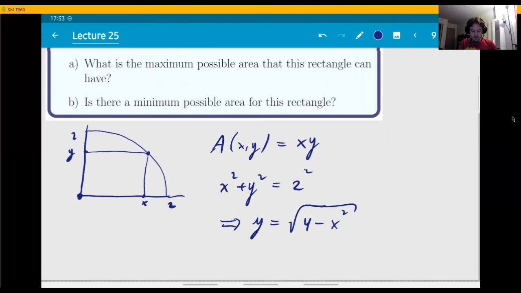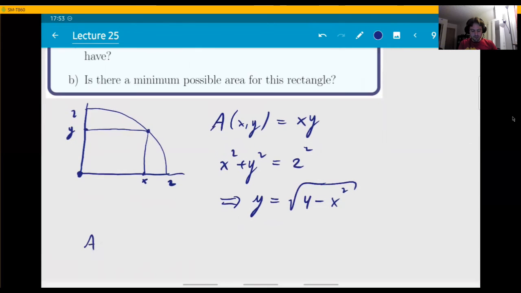So from this, we have now solved for one variable in terms of the other, and we can rewrite the area function as a function of one variable only. It is x times y. Just plug in this value for y. So it's actually x times the square root of 4 minus x squared.